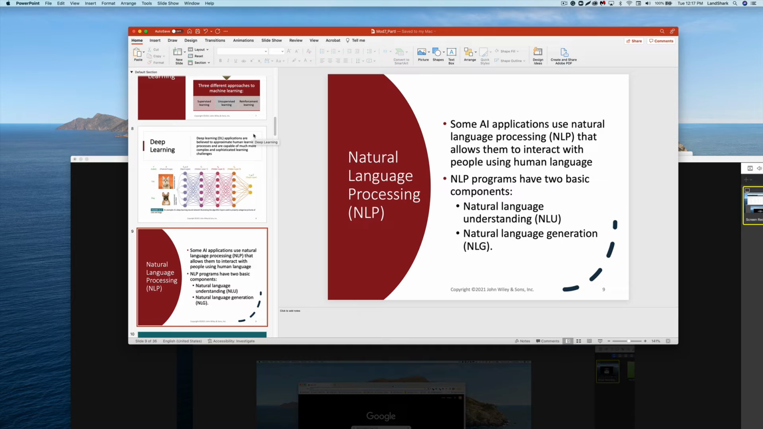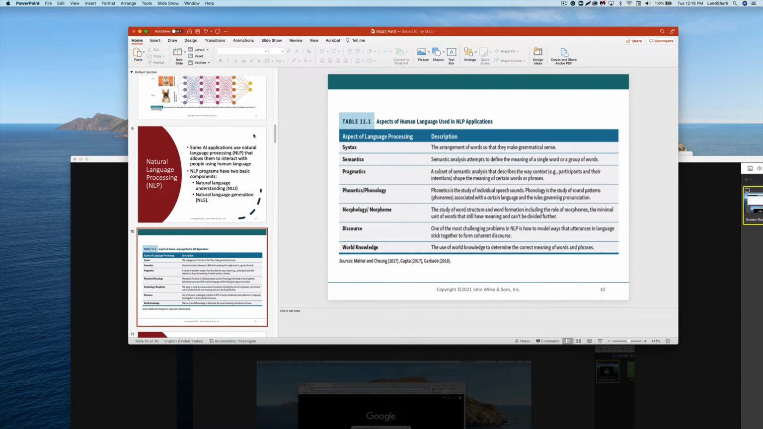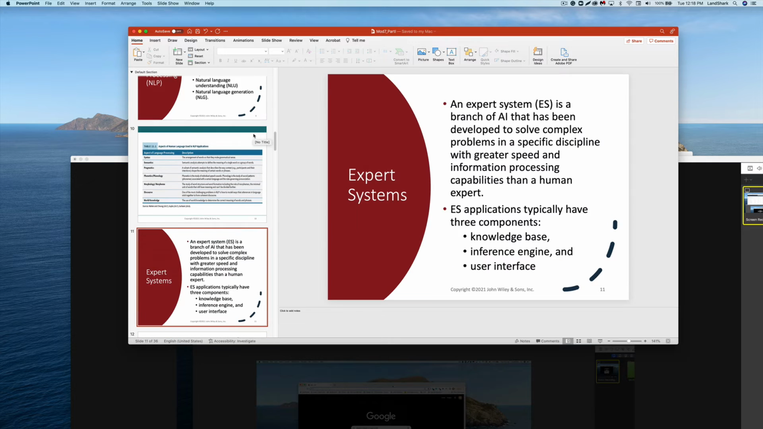There's the natural language processing. So some AI applications use this, which allows them to interact with people using human languages. For example, Waze could be a form of AI because it allows us to communicate, or even Alexa and so forth. Excuse me. I'll skip that, let you read through that.